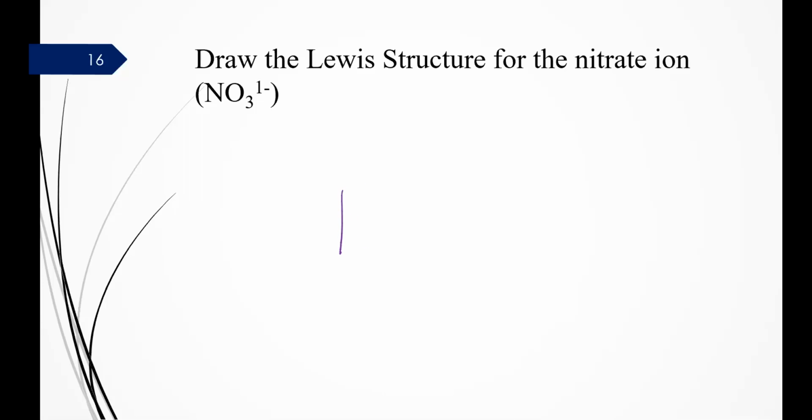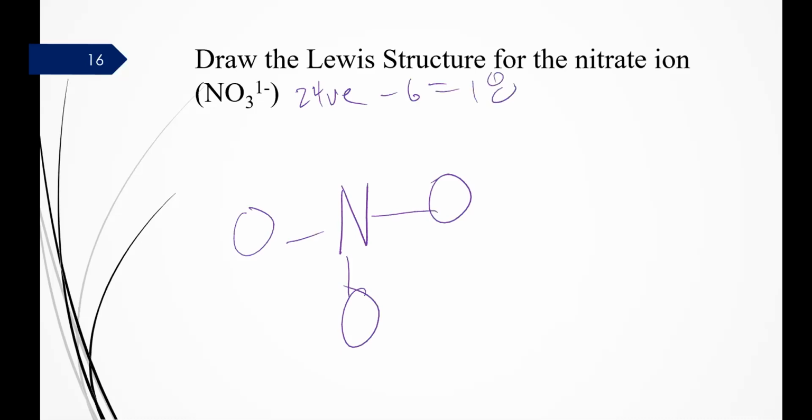So we should have nitrogen in the middle. We have a total of 5 plus 18, so that's 23 plus one more, so we should have 24 valence electrons. That gets rid of 6 of them, so we have 18 left. We're going to add on from the outside.